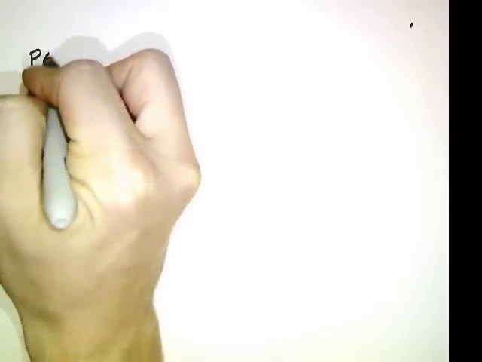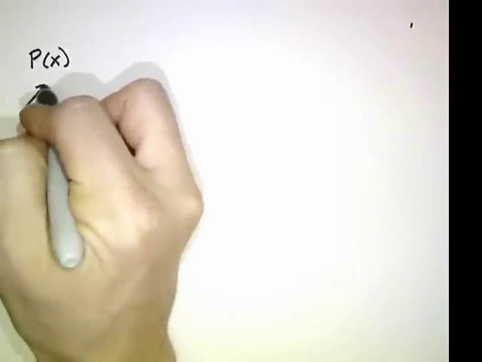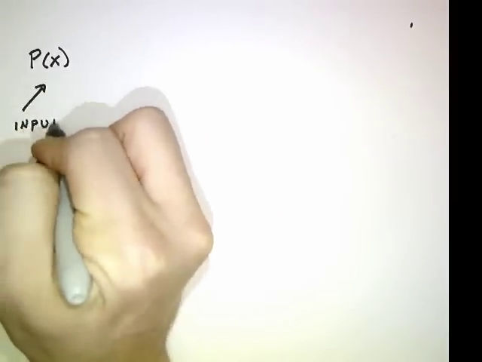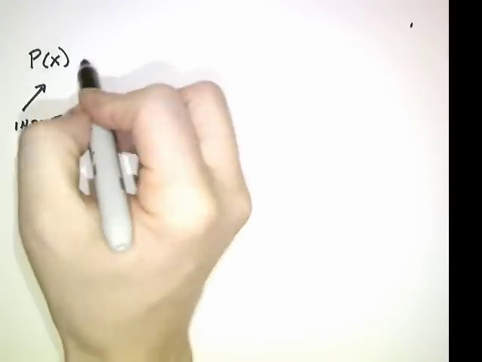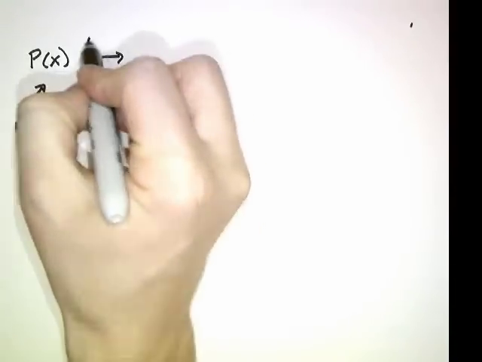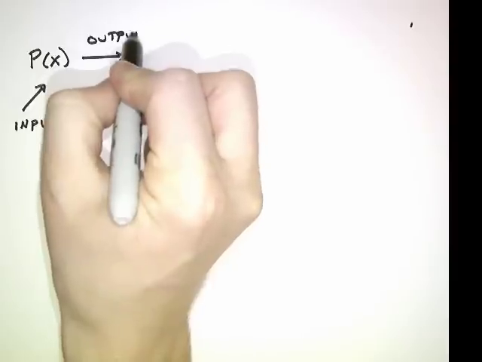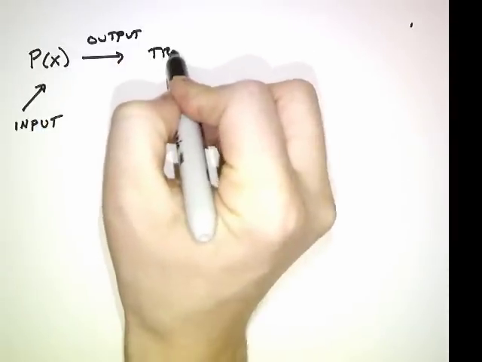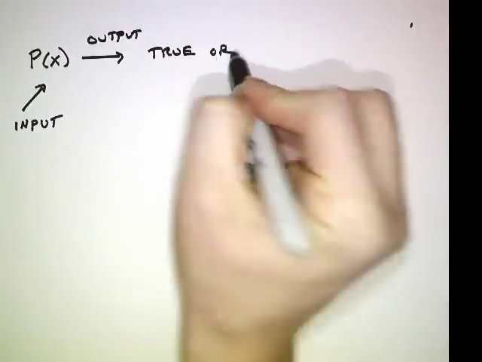In this lecture, we're going to talk about predicates. A predicate is a function. It's written p of x, and it takes in some input. So x is replaced with some sort of input. We'll talk about that in a second. And then the output is either true or false.